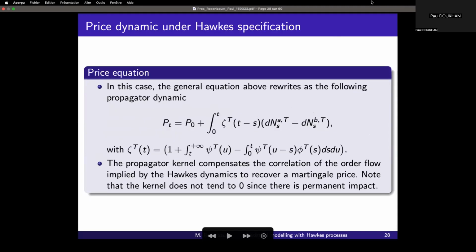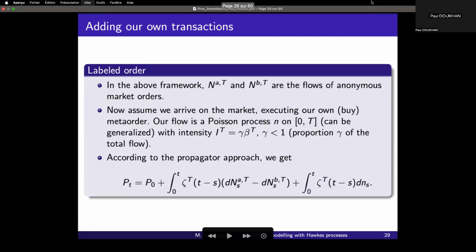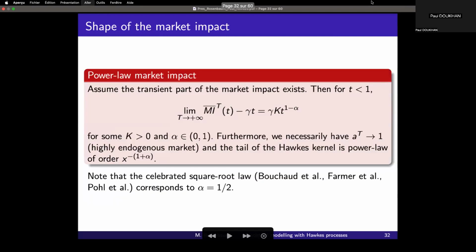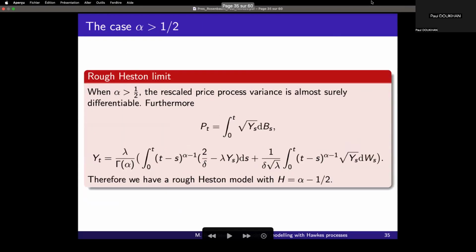what I can do is impose that the tail of the Hawkes process is in 1 divided by x to the power 1 plus alpha, and I'm looking at the scaling limit. So I'm just taking t goes to infinity, rescaling because this is a very high frequency model. And if I take t to infinity in this model, the result that you get is that the price satisfies this equation. So the price that you get is stochastic volatility.